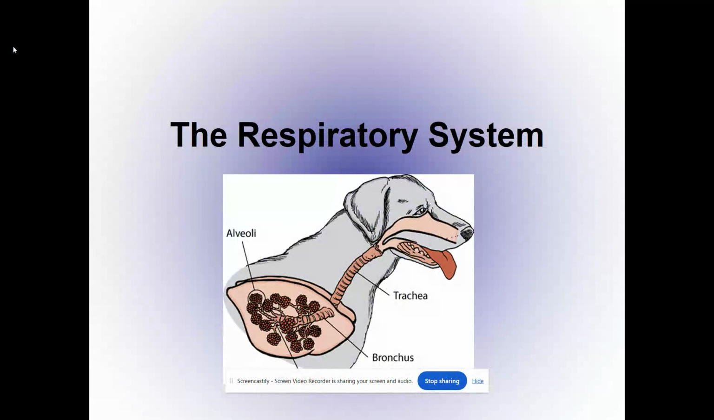Today's presentation is on the respiratory system of livestock animals. We will talk a little bit about those connections to also pets such as dogs and cats, and additionally human beings, because there are some things in common that we all share that help us understand the science.